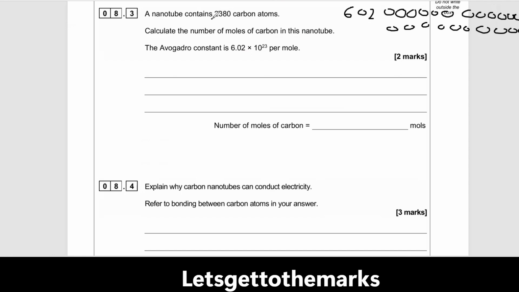And they're saying that's how many particles are in 1 mole. How many carbon atoms are in this nanotube? How many moles of carbon is that? Well, that's going to be a tiny amount because we need to do 2,380 divided by that big number. Luckily for us, we have that button on our calculator, so we can just put times X and then write 23. You'll see at the bottom of the calculator, you've got a X10 with a little X in the top right corner. That's the button you use. So put in 2380, then put divided by, then put 6.02, and then put that times X and then 23. And then you'll get your answer.